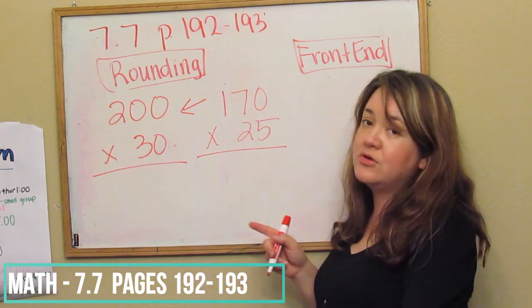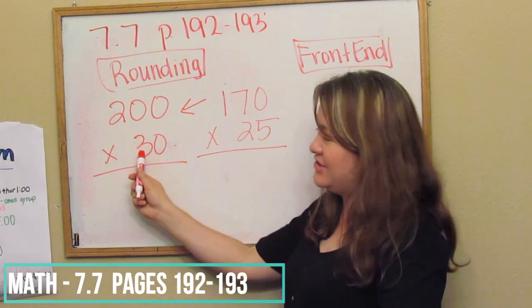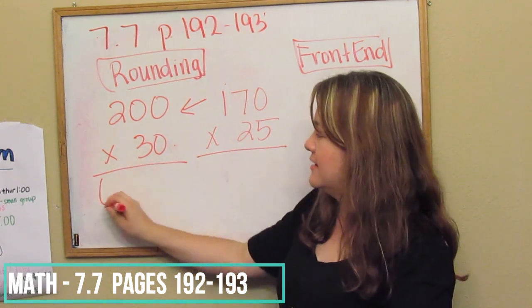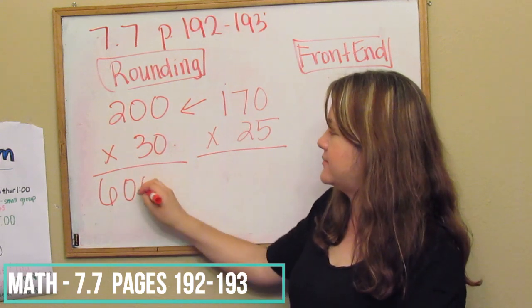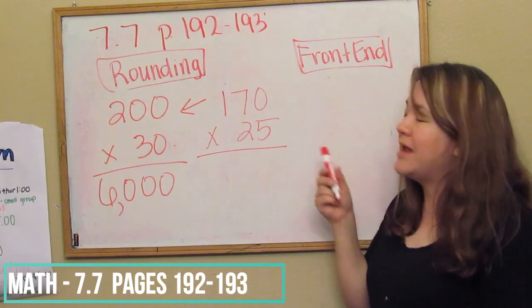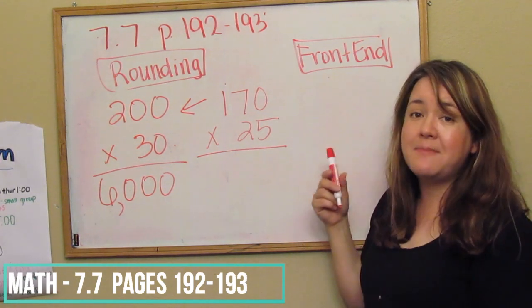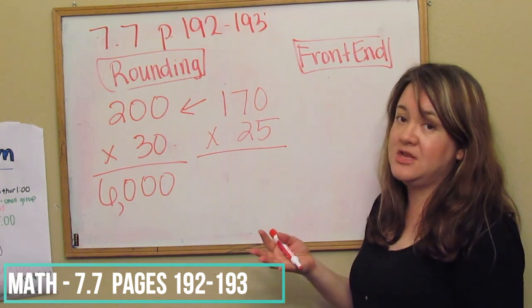And then I'm going to multiply those two, just like we learned last week, taking the front end digits, 2 times 3, and then adding the zeros at the end, 1, 2, 3 zeros. I get 6,000. Okay, now I'm going to use the front end method. Again, the answers won't necessarily be near each other. It's just another method to use, though.